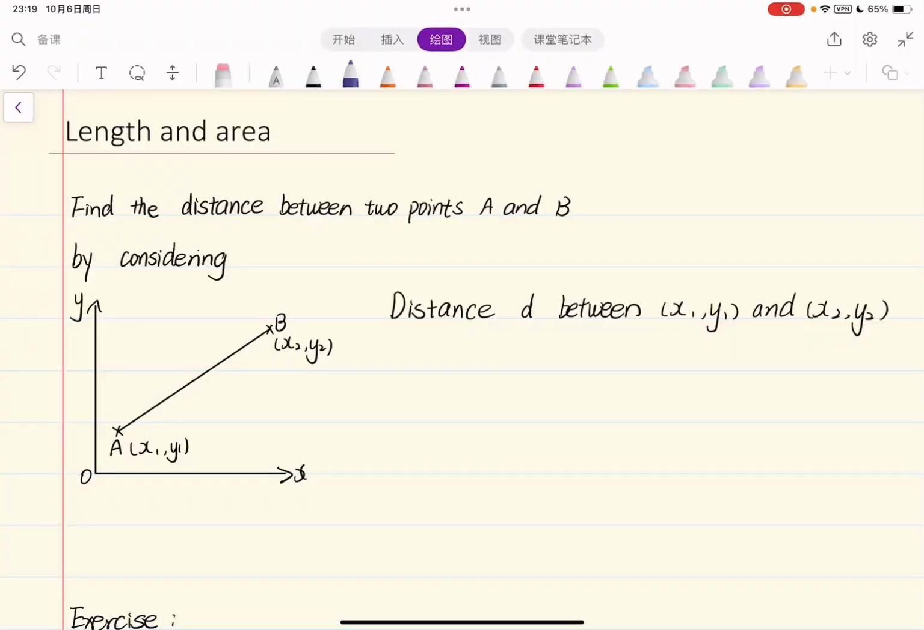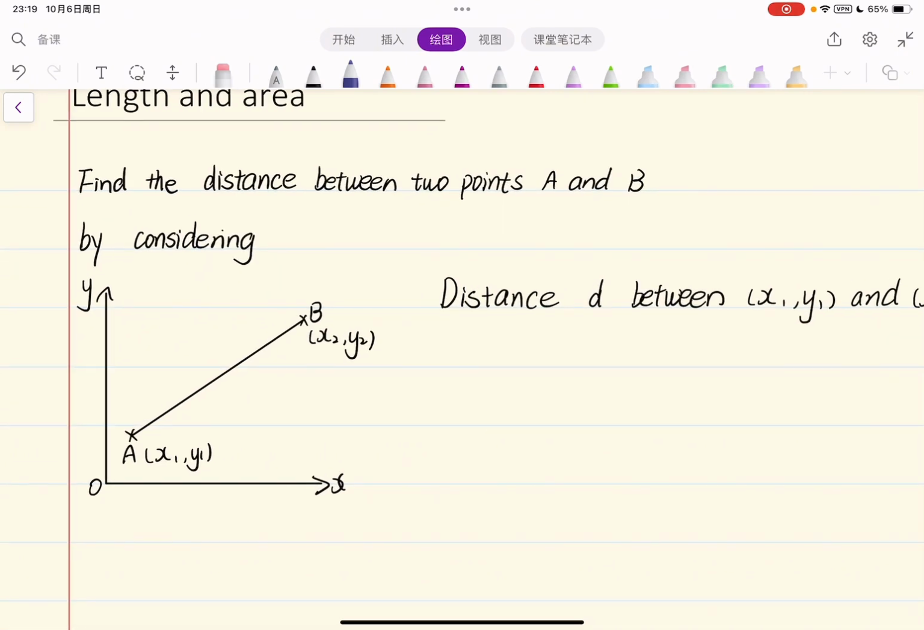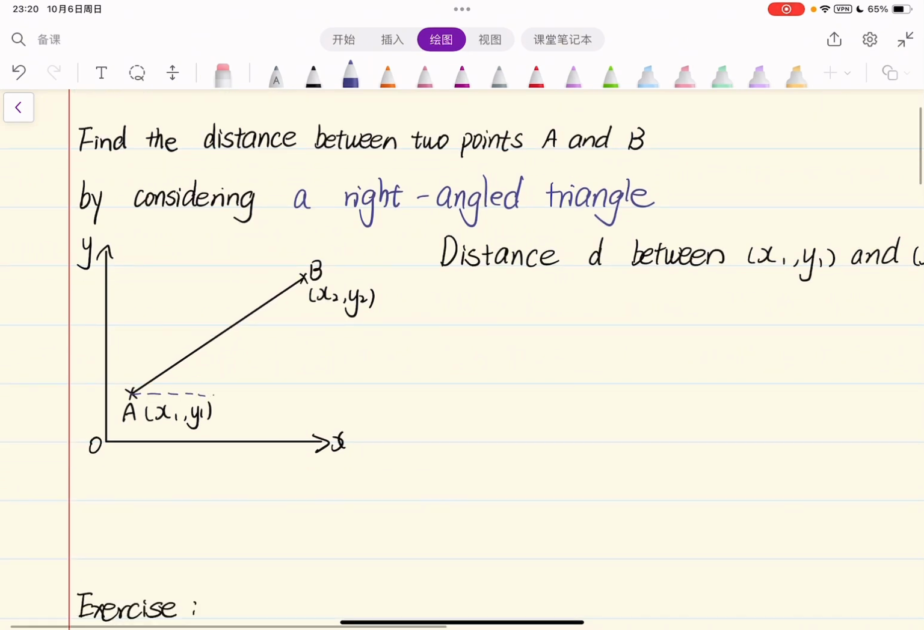Hello everyone, in this video we are going to talk about the length and error by considering 2 points A and B in the line equation. So to find the distance between 2 points A and B, you need to consider a right angle triangle. So in the graph we have point A and point B, so we can draw a right angle triangle. We want to find the distance between 2 points A and B.